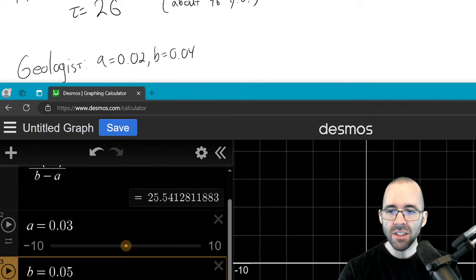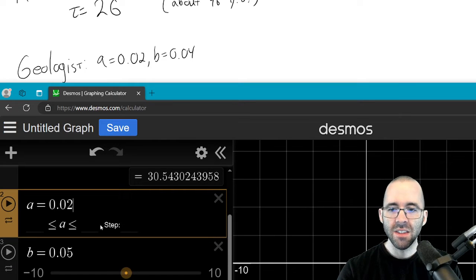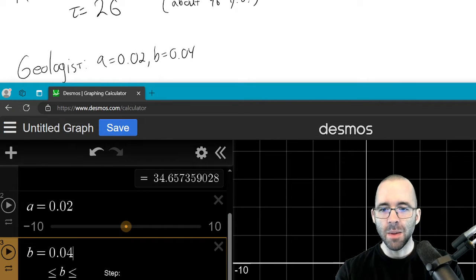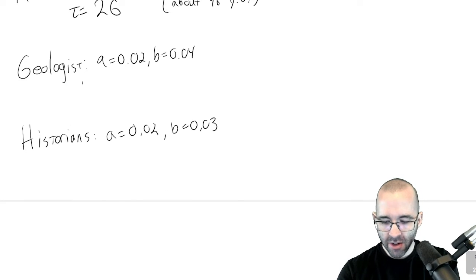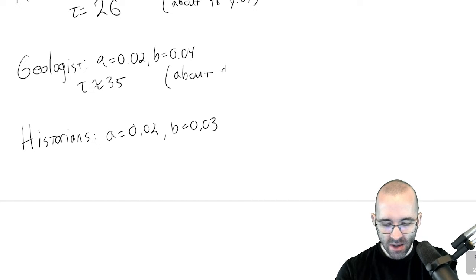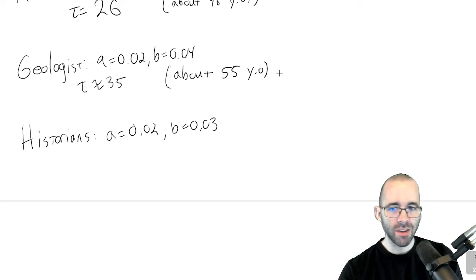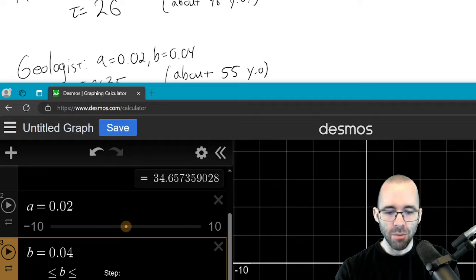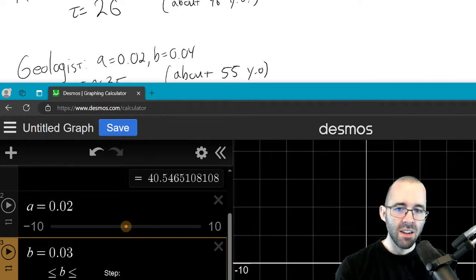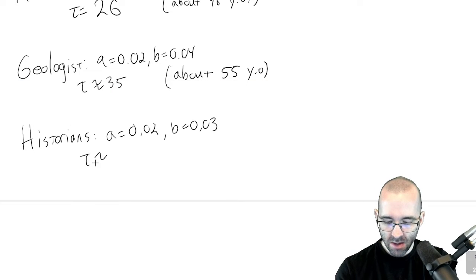The geologists, A will be 0.02 and B is going to be 0.04. So that's going to be about 35 years of a career age. That's going to be about 55 years old. Geologists apparently are more productive when they're older. Historians has a B value of 0.03, about 41. Historians are the old people.